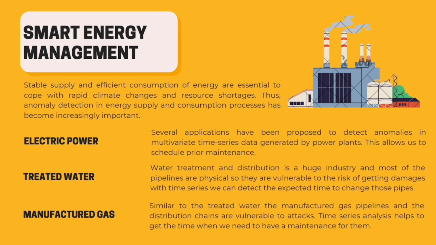Then treated water. Water treatment and distribution is a huge industry, and there is also a high amount of risk of getting damages and unexpected behaviors. So we can detect these issues using time series data efficiently. Then manufactured gas. Manufactured gas is similar to treated water in the sense that there are also gas pipelines and distribution chains that can be vulnerable to damages and wear and tear. So time series also is useful in this domain.